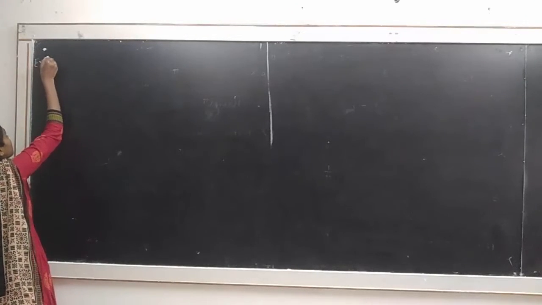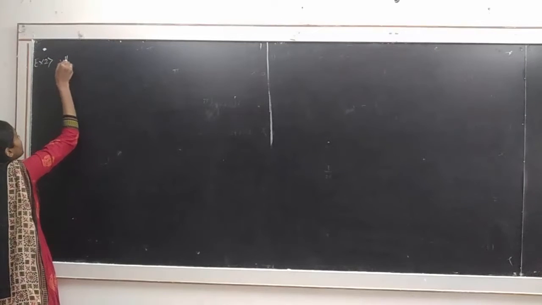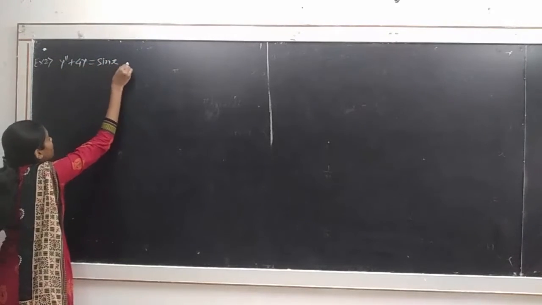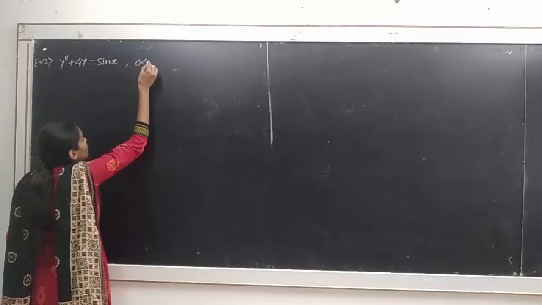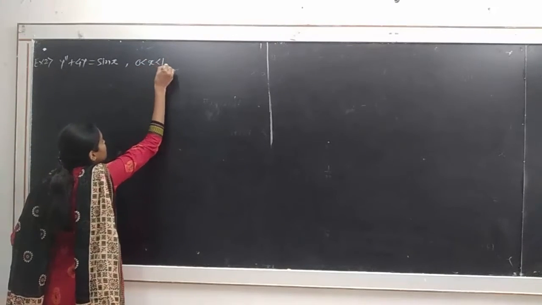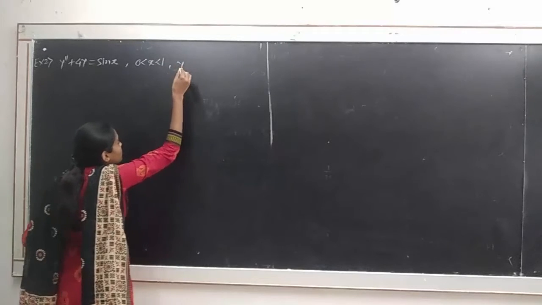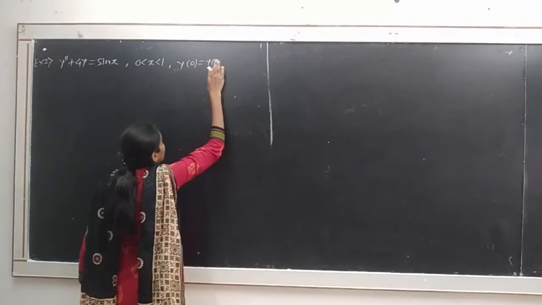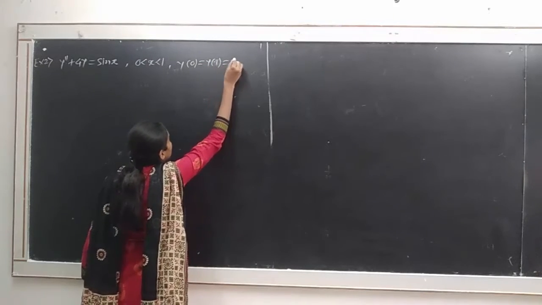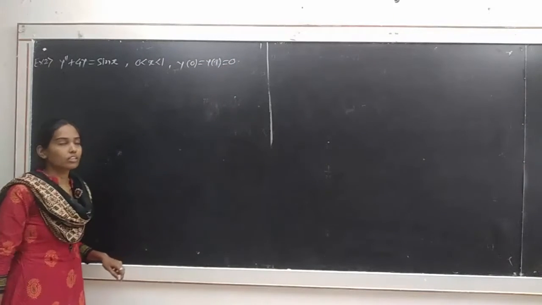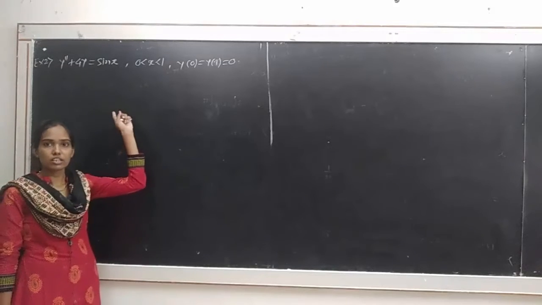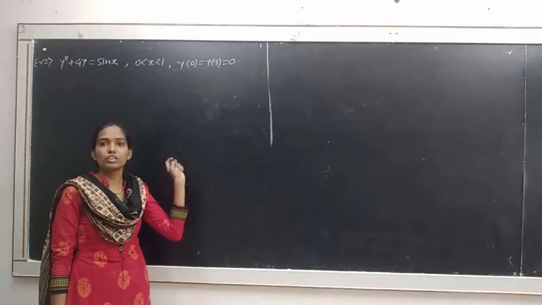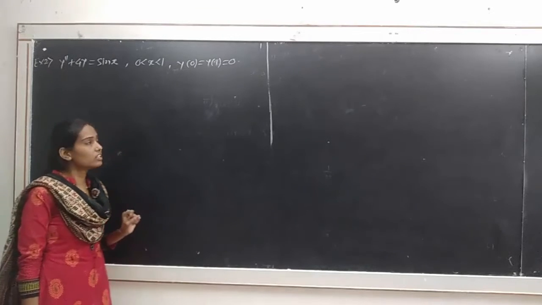That is example number 2. y double dash plus 4y is equal to sin x in the interval 0 less than x less than 1, with the boundary conditions y of 0 is equal to y of 1 is equal to 0. We have to convert, in a similar manner as above, this boundary value problem to the Fredholm integral equation.